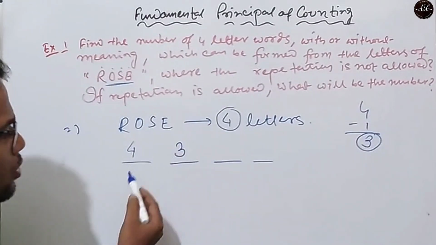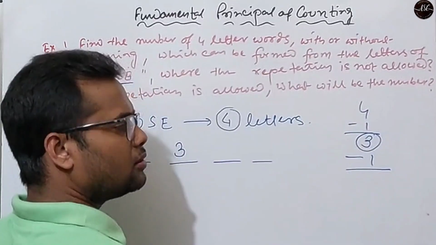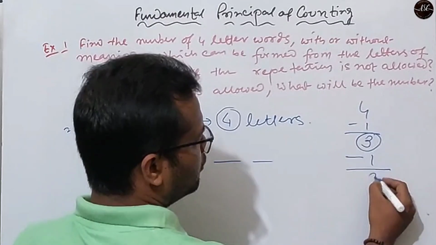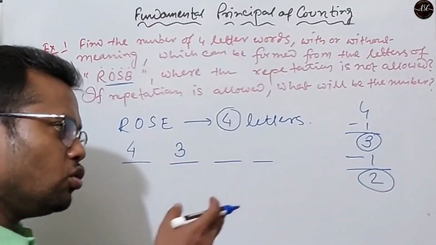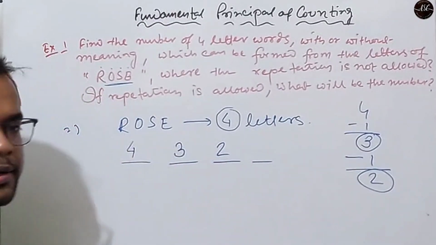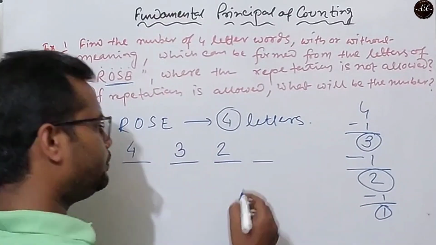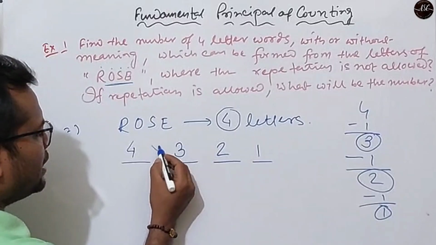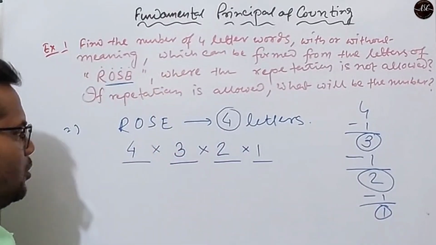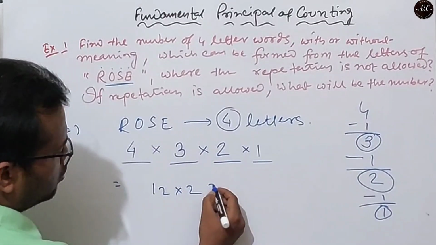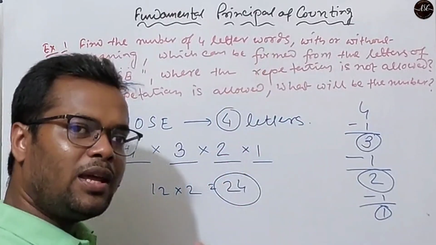So we write 3. Then if one letter is reduced, we have only 2 letters. From these 2, we can choose in 2 different ways, so there is 2 in this dash. And from 2, if we reduce 1, there will be 1, so one letter can be chosen in 1 way. Just multiply this. We get 12 into 2, that means 24. So there are 24 different words that can occur.